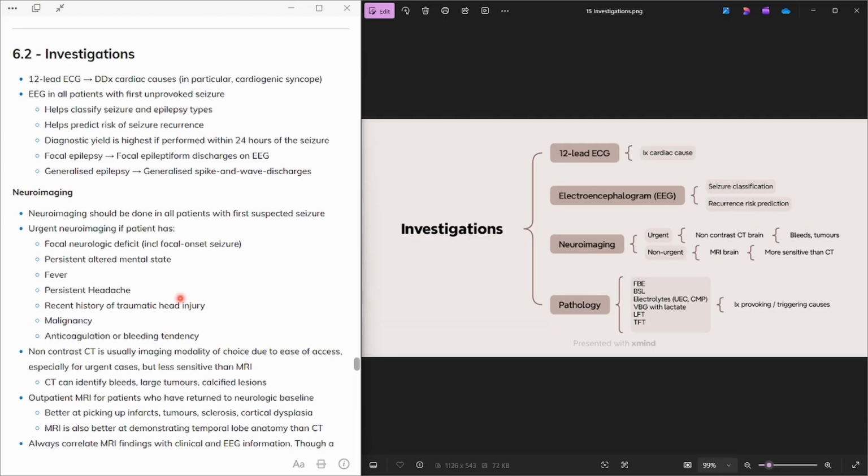The next step of the evaluation is investigations. So all patients with a seizure should have a 12-lead ECG, and this is to investigate any potential cardiac causes as a differential, in particular cardiogenic syncope.